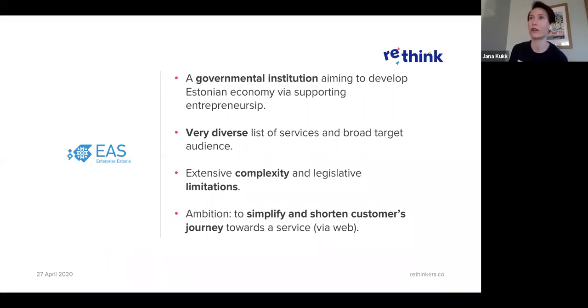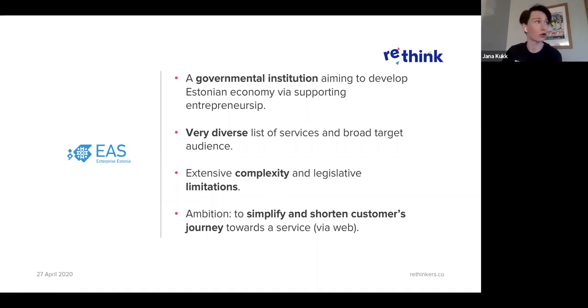So when a company decides that it would like to start exporting its goods, for example, to the United States of America, it turns to Enterprise Estonia for advice or help or some funding. And this journey is usually very complex, quite long as well. So it's not a short-term project or service. And the scope of different value propositions that they provide is simply huge.